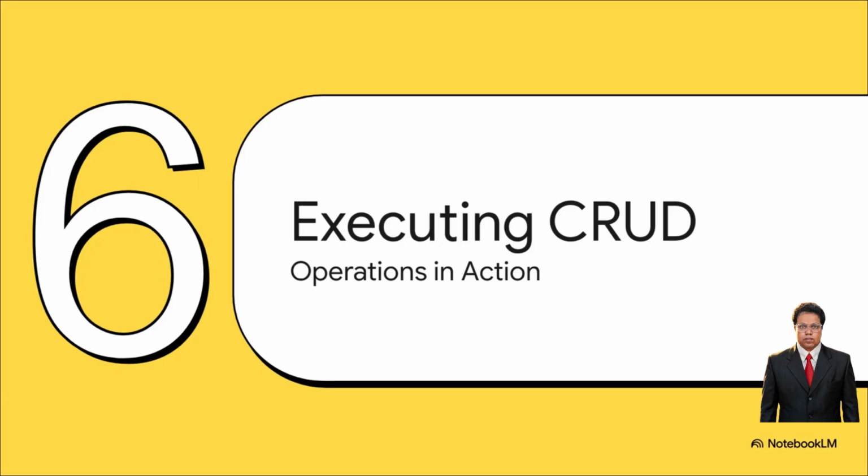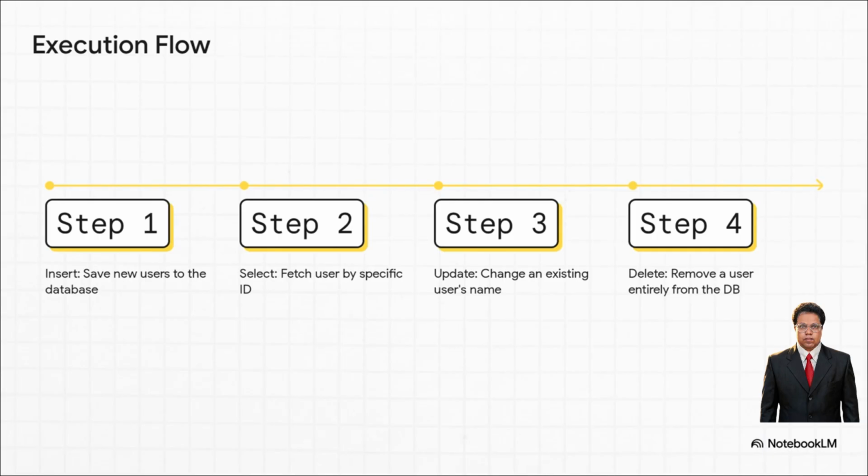Finally, Section 6, Executing CRUD Operations. Okay, let's dive into app.java and watch all these puzzle pieces finally snap together. Inside our main application, we're going to sequentially open sessions and transactions to run our big 4 CRUD operations. Insert to save new users, select to fetch a user by their ID, update to change a user's name, and delete to wipe a user completely from the database.